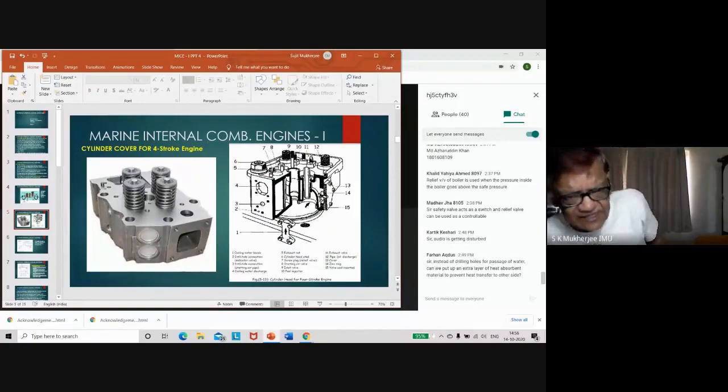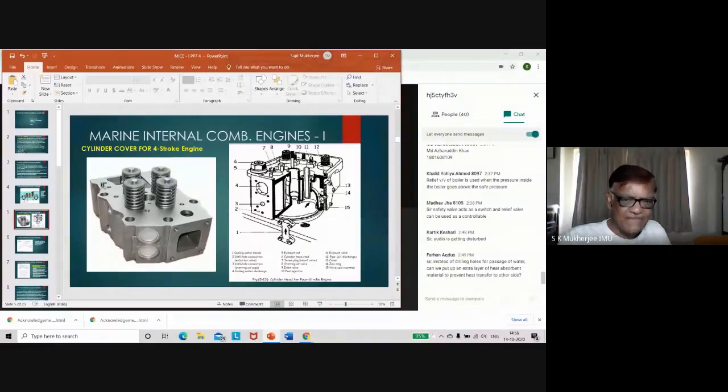On the left side, what you see is a photograph of the cylinder. On the right is a cutaway section. But keep in mind, this cylinder cover is not the one that is shown on the right side. That right side is a different one, left side is a different one. They are two different cylinder covers. On the left side, that cylinder cover that you see is actually having four valves. That means two exhaust valves and two inlet valves.